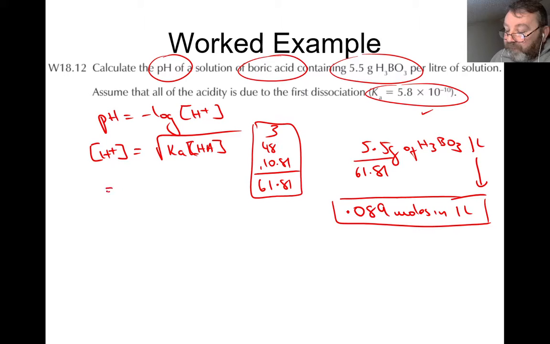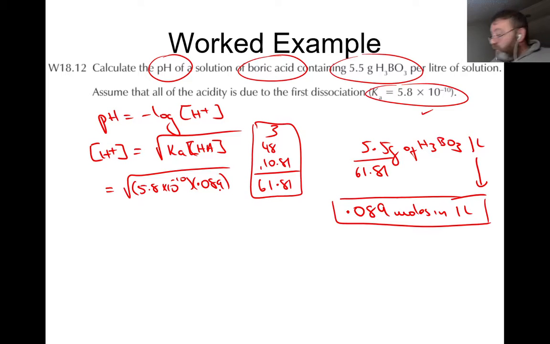So therefore that's equal to the square root of 5.8 by 10 to the power of minus 10 multiplied by 0.089, which is the molarity of the original acid, boric acid. 5.8 by 10 to the power of minus 10, very, very small dissociation there. And then multiply by 0.089 and get the square root of the answer, and here's what we get. Surprised the calculator hasn't given scientific notation yet.